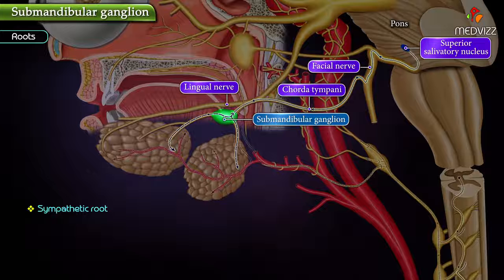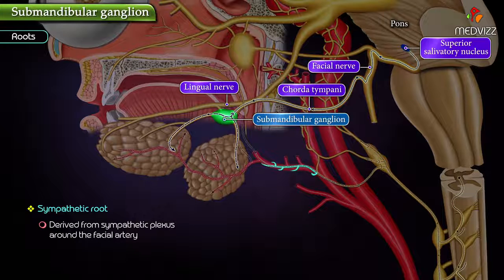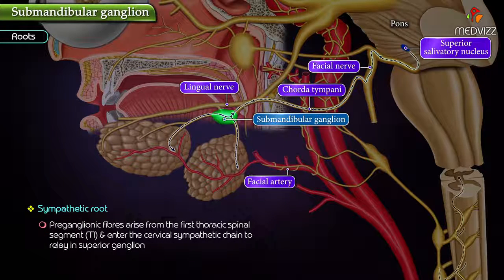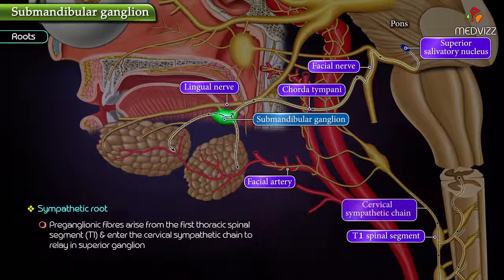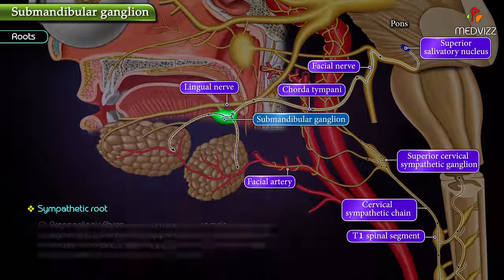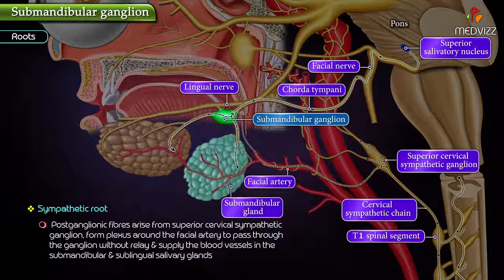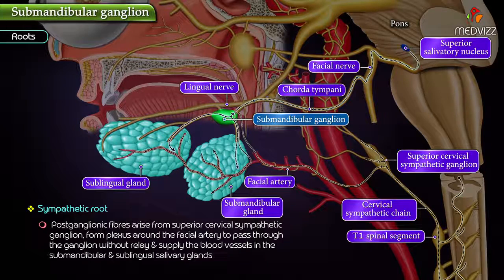Sympathetic root. It is derived from the sympathetic plexus around the facial artery. The preganglionic fibers arise from the first thoracic spinal segment, T1, and enter the cervical sympathetic chain to relay in the superior cervical ganglion. The postganglionic fibers arise from the superior cervical sympathetic ganglion and form a plexus around the facial artery to pass through the ganglion without relay and supply the blood vessels in the submandibular and sublingual salivary glands.